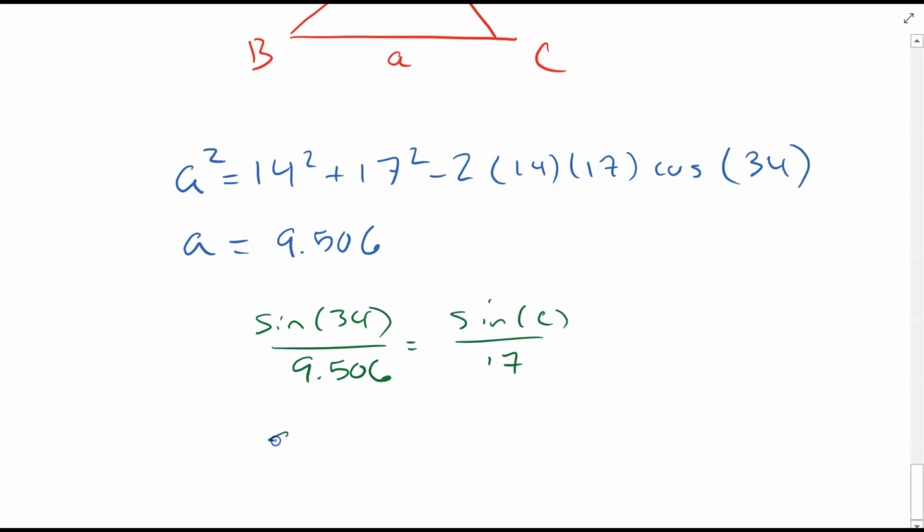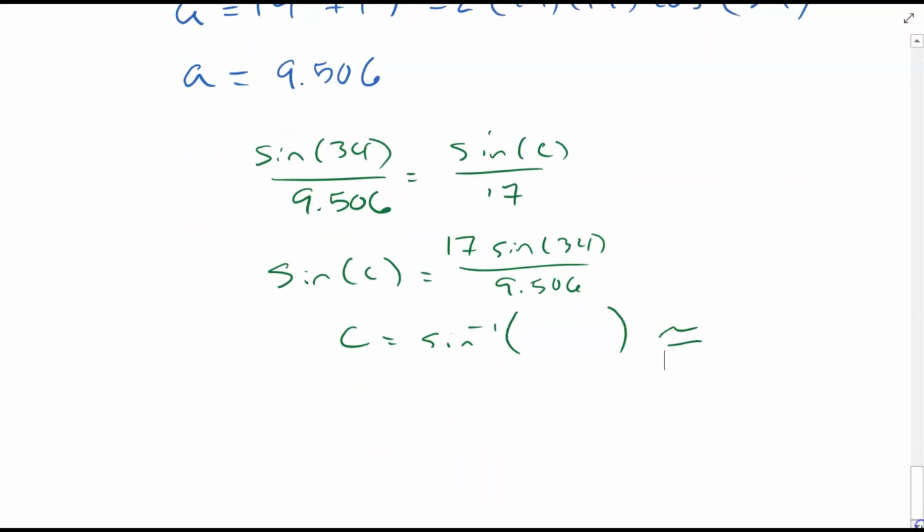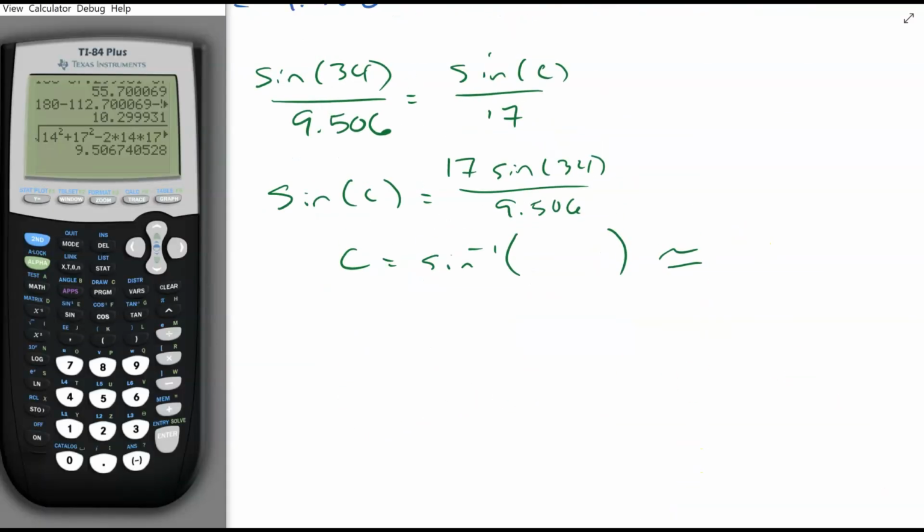So when I cross multiply and divide, I get sine of C is equal to 17 times sine 34 over 9.506. And when I take the sine inverse of both sides, I'm just going to leave that empty. I don't feel like copying that other stuff back in there, if that's okay with everybody. Okay. You know what I mean when I put just the blank parenthesis there. It's just the stuff from the line above. I just didn't want to write it again.